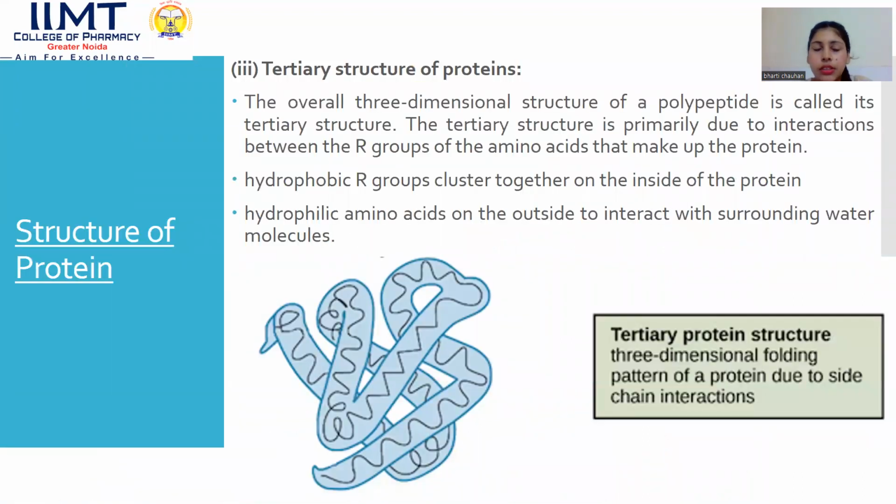Next is the tertiary structure of protein. The overall three-dimensional structure of a polypeptide is called its tertiary structure. The tertiary structure is primarily due to interaction between the R groups of the amino acids that make up the protein, and hydrophobic R groups clustered together on the inside of the protein. Right here, the hydrophobic R group will be inside and the hydrophilic amino acids will be on the outside to interact with surrounding water molecules.